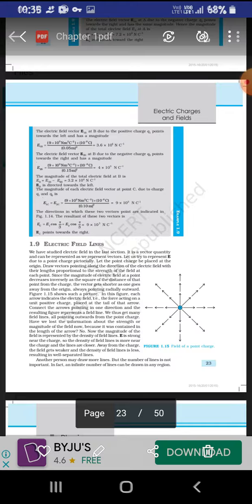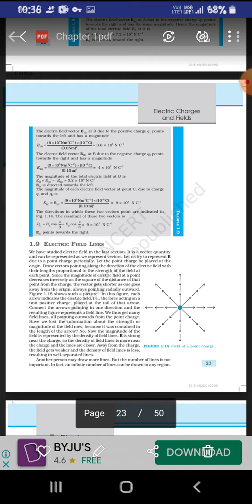So it is a vector quantity, and it can be represented as we represent a vector, and let us try to represent E due to the point charge pictorially. So like this it can be represented. Here you can see the field of a point charge, and since the magnitude of the electric field at a point decreases inversely as the square of the distance of the point from the charge, the vector gets shorter as one goes away from the origin, always pointing radially outward.